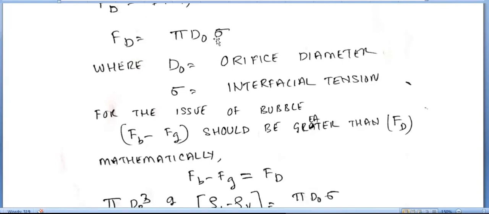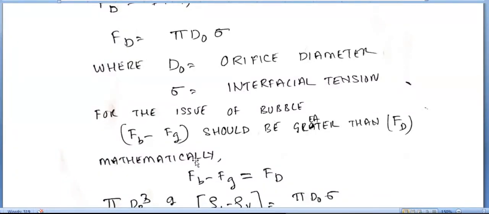What is d naught, sir? Diameter of the orifice which is present. Orifice means what? A small hole which is present inside the perforated plate. Very good. So now for release of the air bubble, Fg minus Fd should be slightly greater than Fd. This is the condition. Okay. If Fd is more, it will not come out. If Fd is less, then it will come out.